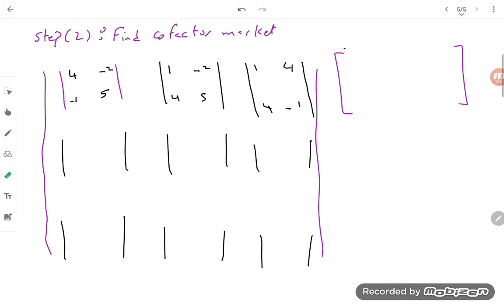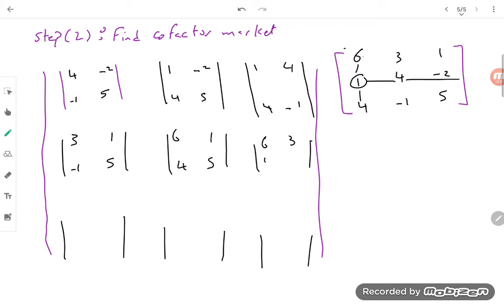Okay, once again, with respect to the second one, the original matrix is shown. So with respect to this one, we are going to cancel this row and this column. So it will be 3, 1, negative 1, and 5, 6, 1, 4, and 5, 6, 3, 4, and negative 1.